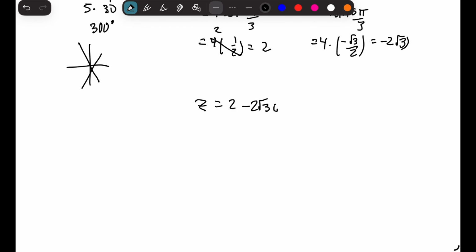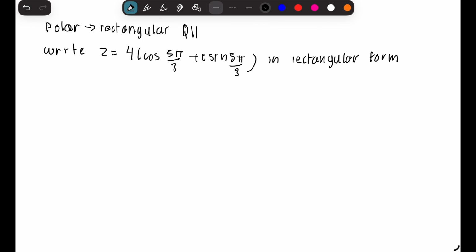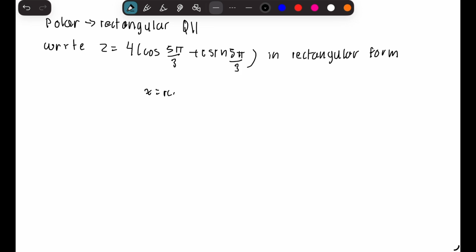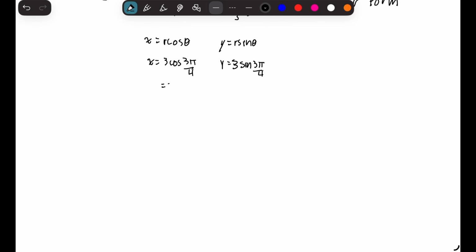Now, on to our last example. Write z equals 4 cosine 5 pi over 3 plus i sine 5 pi over 3 in rectangular form. So again, this is going to be negative root 2 over 2.